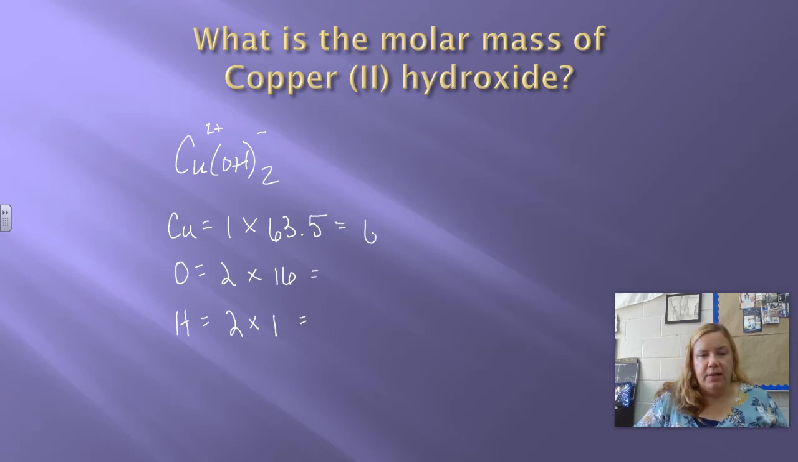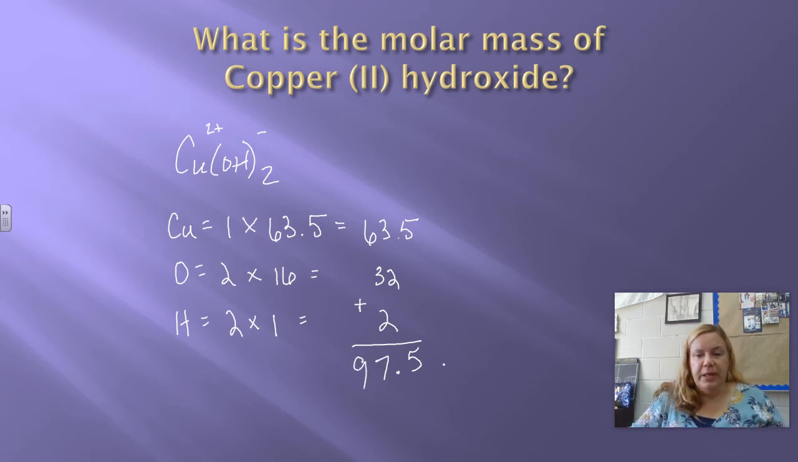Then you add those together, so you have 63.5, 32, and 2. We add all of that together to find our molar mass, which is 97.5. What this means is we have 97.5 grams of copper(II) hydroxide for every 1 mole of copper(II) hydroxide. That is our molar mass. If I just want the molar mass of 1 copper, it's going to be 63.5 grams per 1 mole of copper.